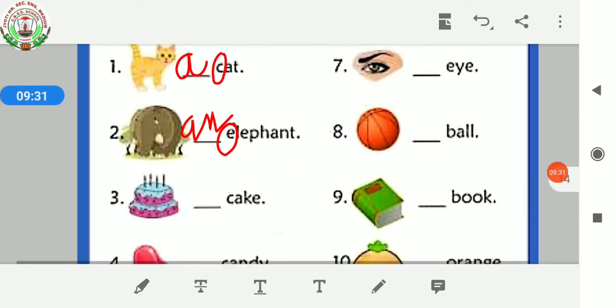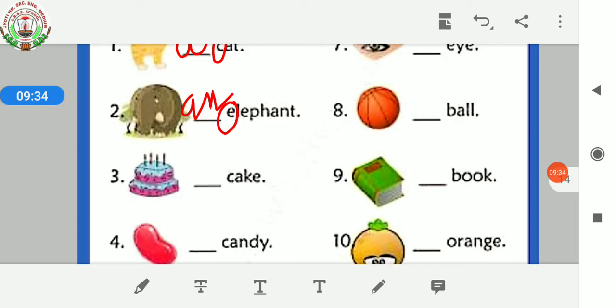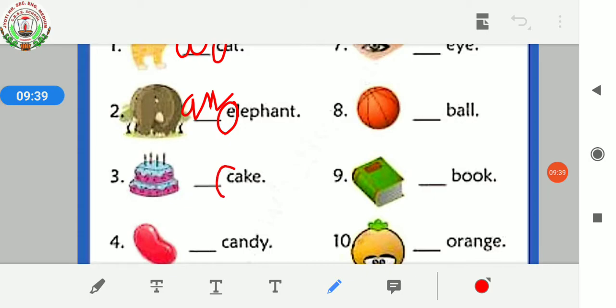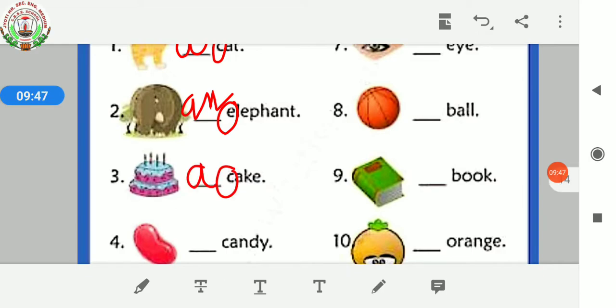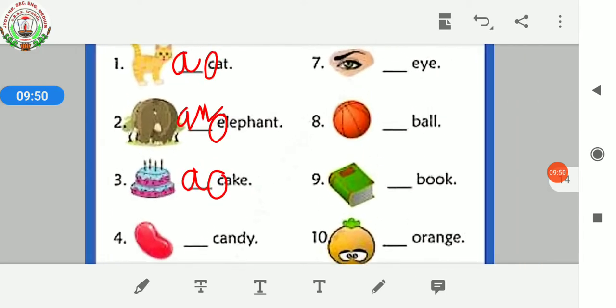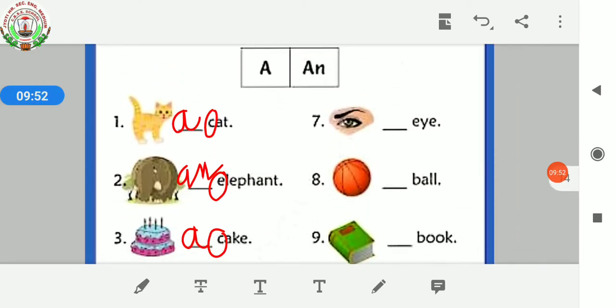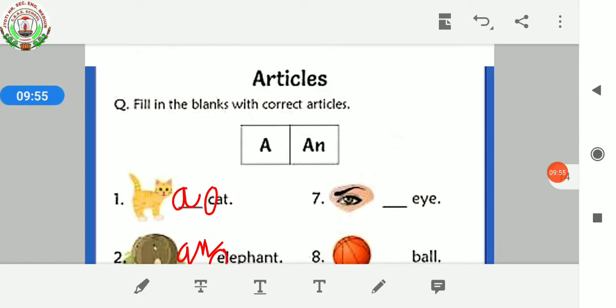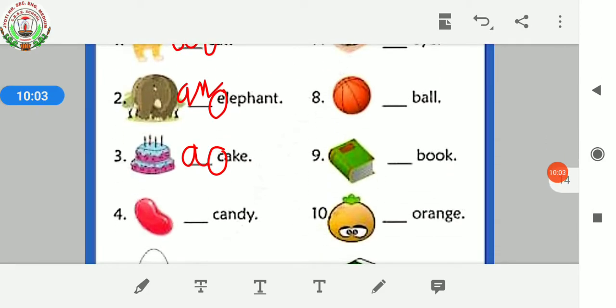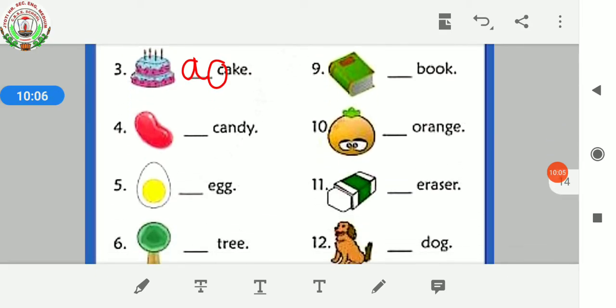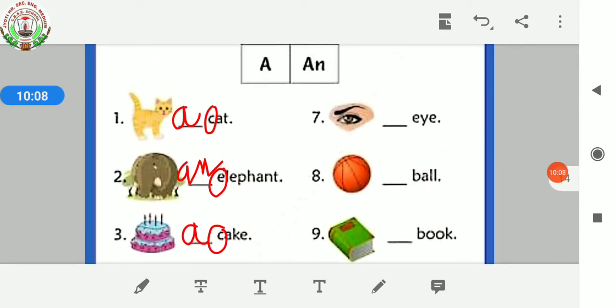Now, next one, third, cake. In the word cake, C is the starting letter, and C comes under consonant, and before a consonant we have to use a. In this way, you have to complete your homework in your English copy. Write down the heading, articles, and write the question, filling the blanks with correct articles a and an. You have to draw these pictures very beautifully, write very neatly, and put a and an in their proper place.